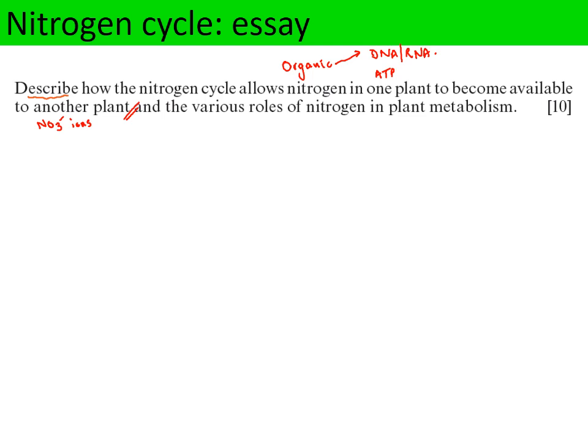The second part of the essay, we're going to talk about the roles of nitrogen in plant metabolism. Now, metabolism just really means all the biochemical reactions that occur inside plant cells. So it might be the production of certain molecules like amino acids, like proteins, like chlorophyll, like DNA, RNA, etc. Anything that contains nitrogen.